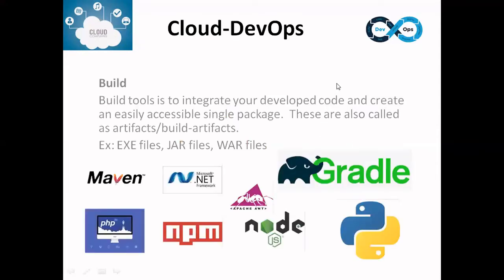See, the main purpose of build tools is to integrate your developer code and create an easily accessible single package. These can also be called artifacts or build artifacts, for example exe files, jar files, war files. I have placed a couple of screenshots here. Maven is a build tool, npm is a build tool, and for Microsoft .NET technology we use .NET build, and for Java code we use Apache Ant. That is also one of the build tools. And Gradle also is one of the build tools.